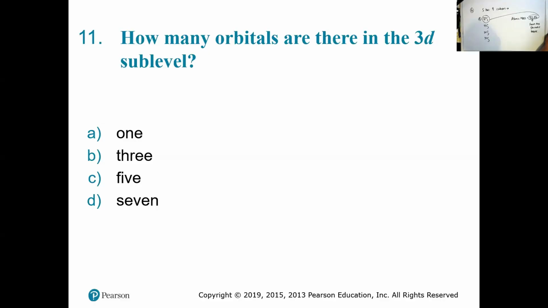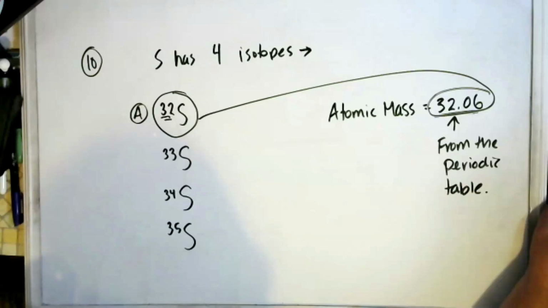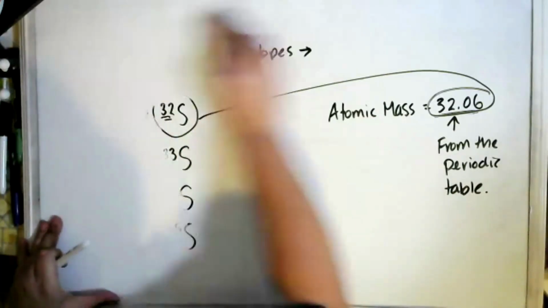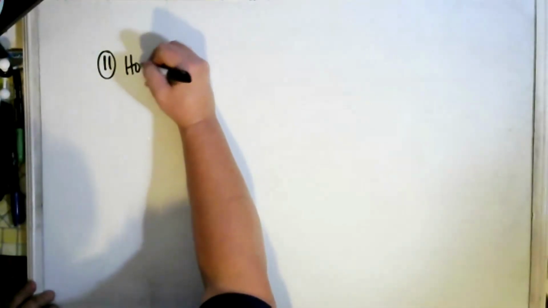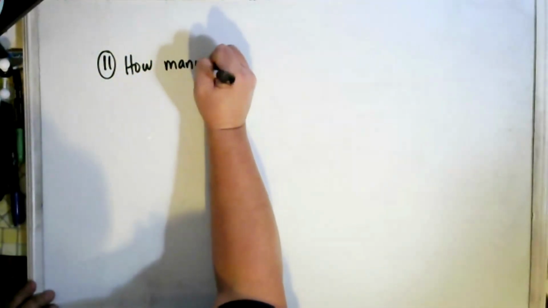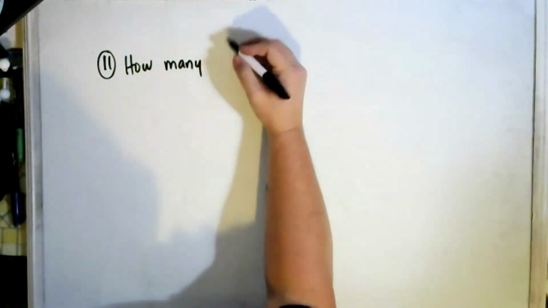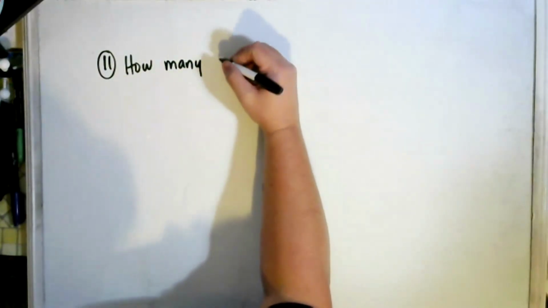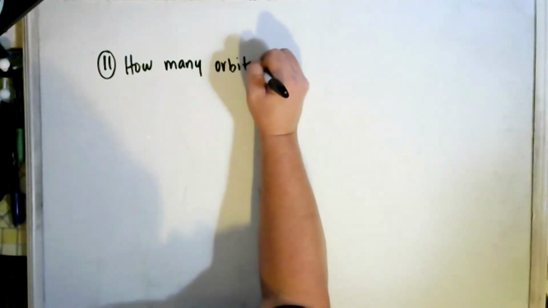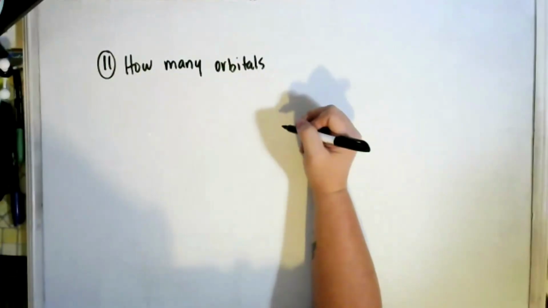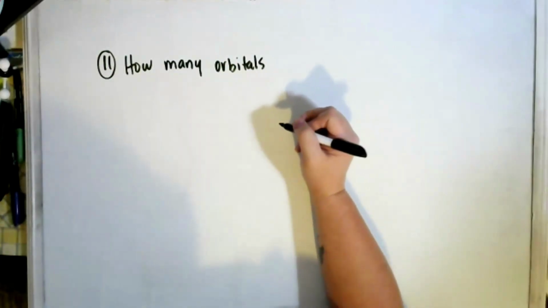It says, how many orbitals are there in the 3D sublevel? This question, maybe it can be considered a little bit tricky, but for this question you should focus more on the type of sublevel that you're looking at, rather than the energy level that your sublevel exists in.